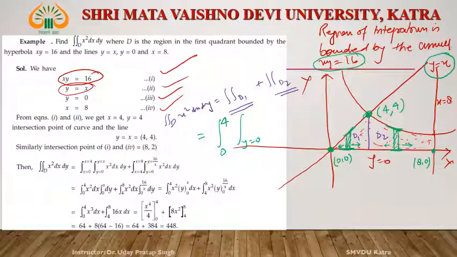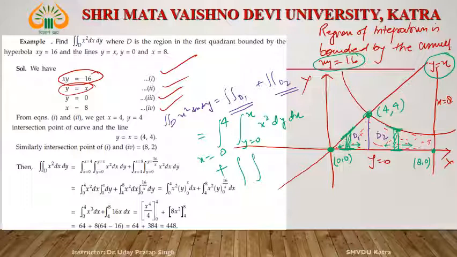The lower portion of the strip lies on y equal to 0, and the upper portion of the strip lies on y equal to x. So x goes from 0 to 4, y goes from 0 to x, and the integrand is x square dy dx. This is the first part, the first integral.